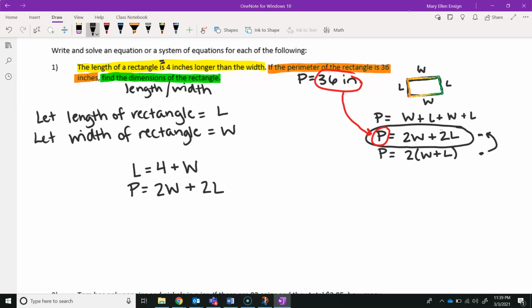Okay, so we have, oops, you know what? I didn't want to do that, did I? Instead of P, I want to put 36 in there. Sorry. Okay, so 36 equals 2W plus 2L.